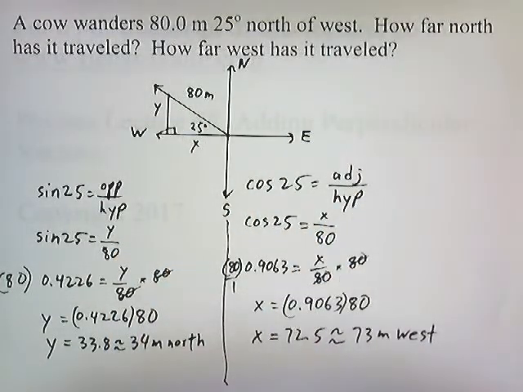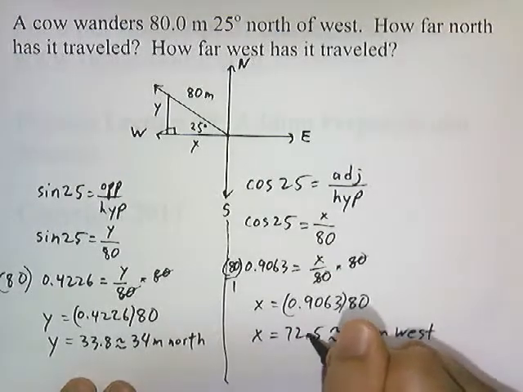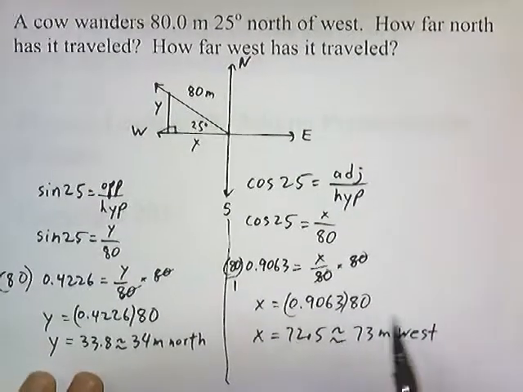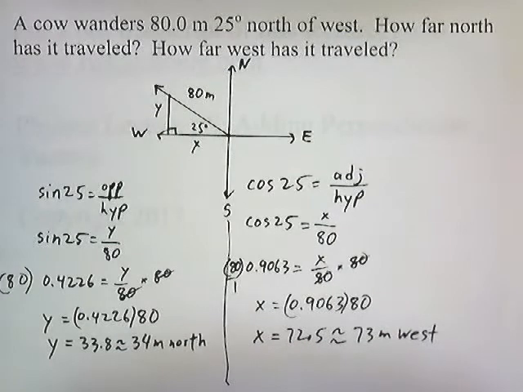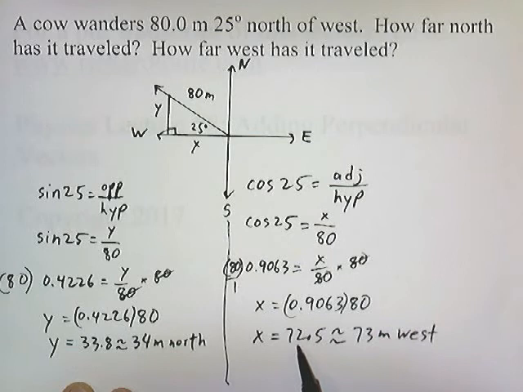About 73 meters west. In terms of rounding, in high school they say if it's 0.5 or above, you round up, so that's what I've done here. In college, if this is an even number, you would round down. So in college, I guess you would round down, but in high school, we'll round up. Okay?